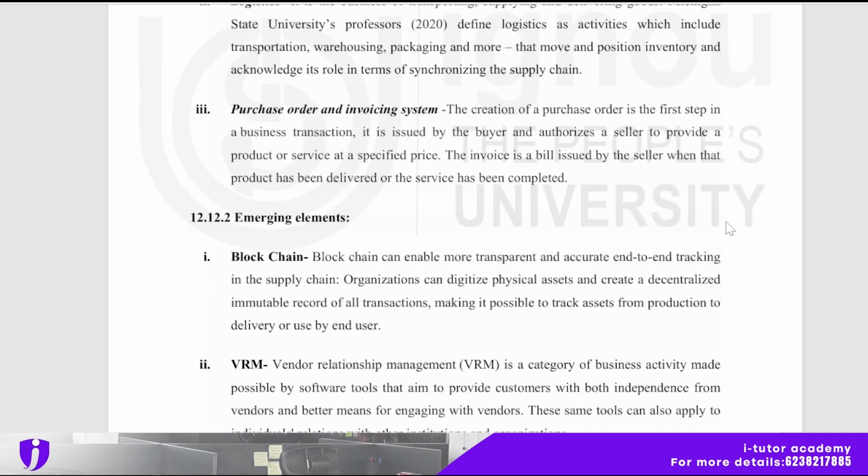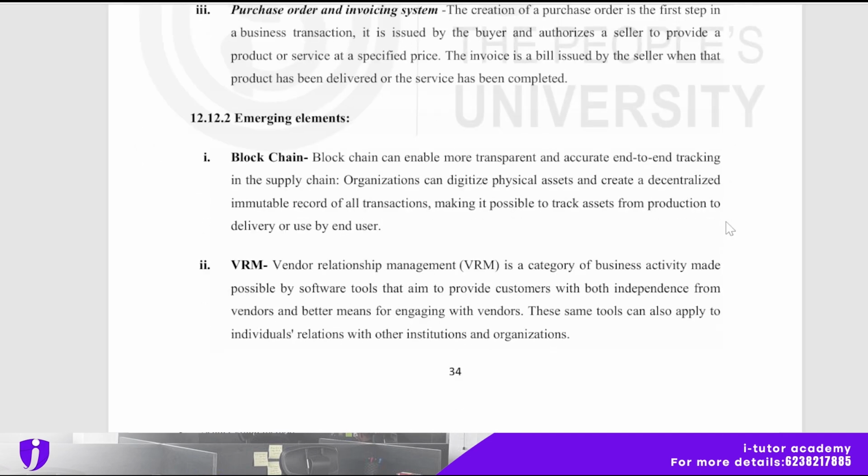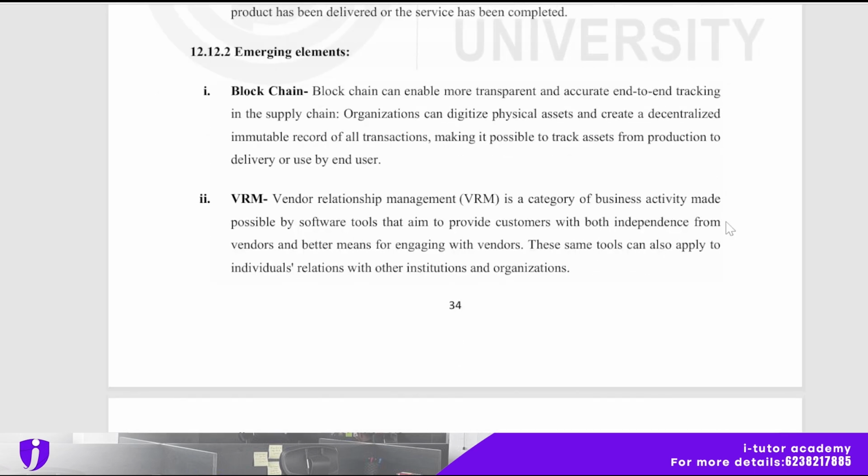Purchase order and invoicing system. The creation of a purchase order is the first step in a business transaction. It is issued by the buyer and authorizes a seller to provide a product or service at a specified price. And emerging elements. Blockchain can enable more transparent and accurate end-to-end tracking in the supply chain.